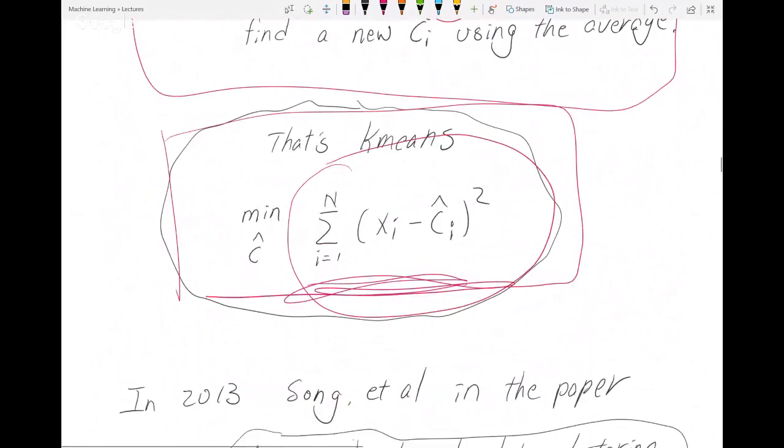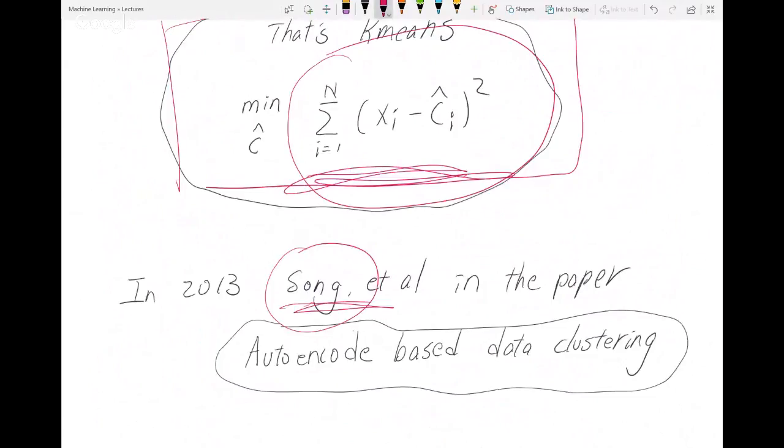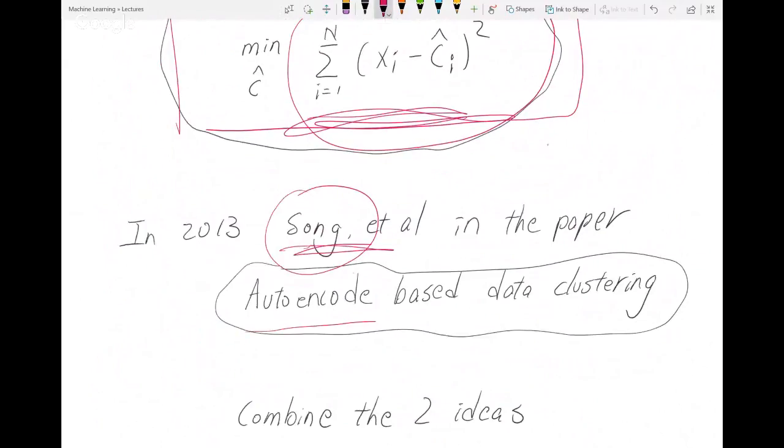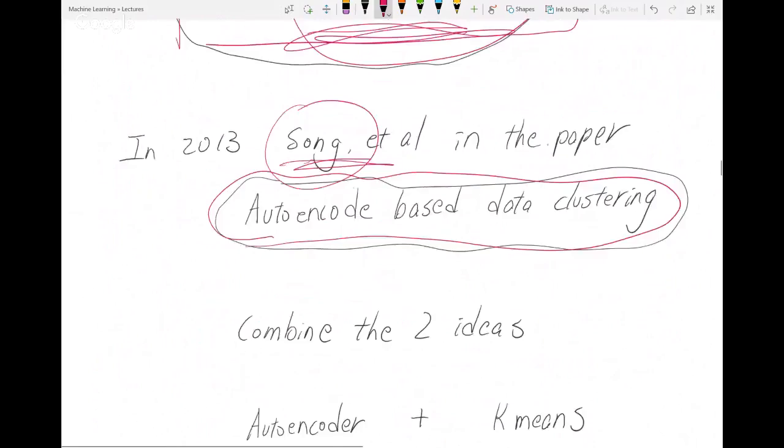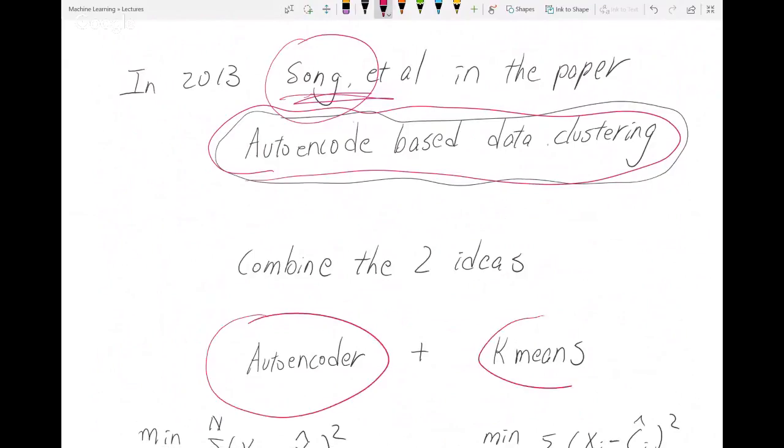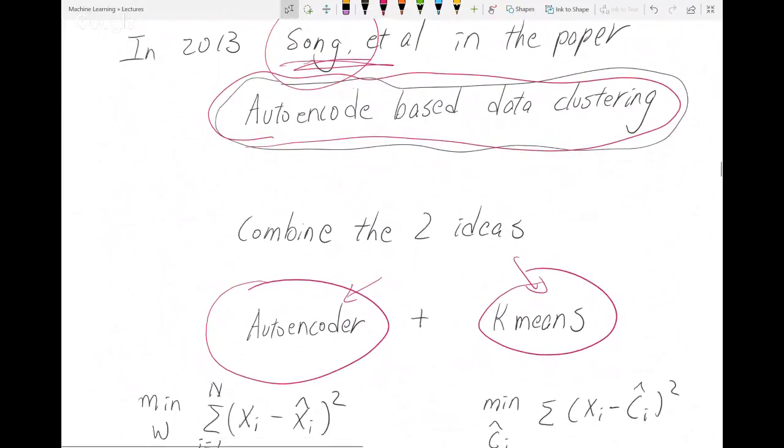In 2013, Song et al., in his paper called Autoencoder-Based Data Clustering, which is the first paper I'm going to talk about, essentially combined these two ideas, right? He combined the idea of autoencoder with k-means. And you might be wondering, isn't that what we just did? We did autoencoder and then we did k-means. No, not exactly. We did them separately.